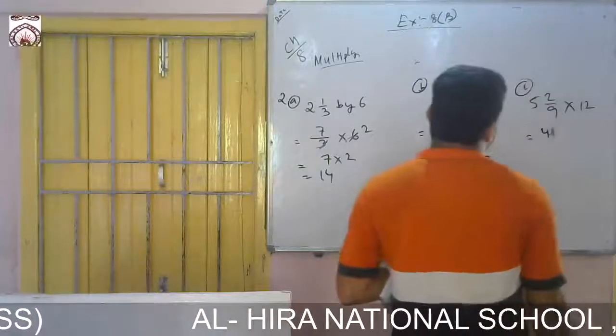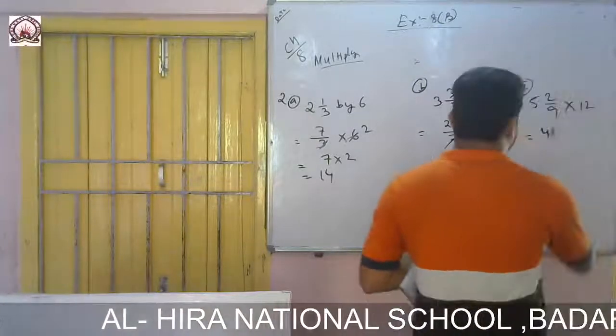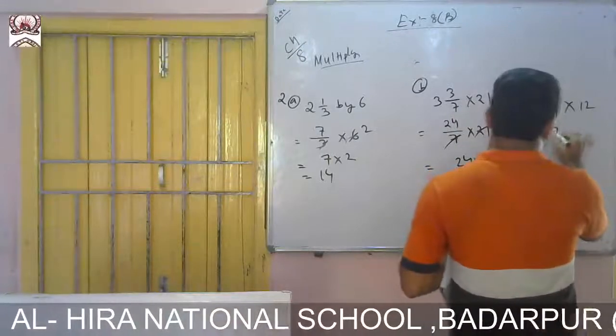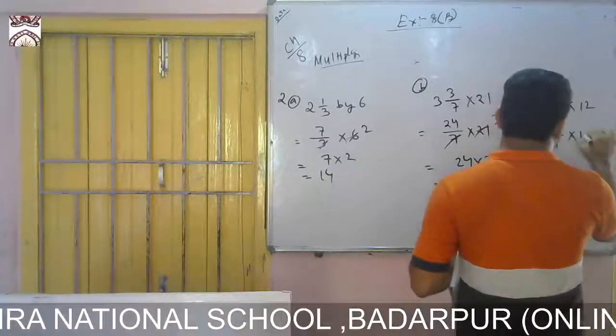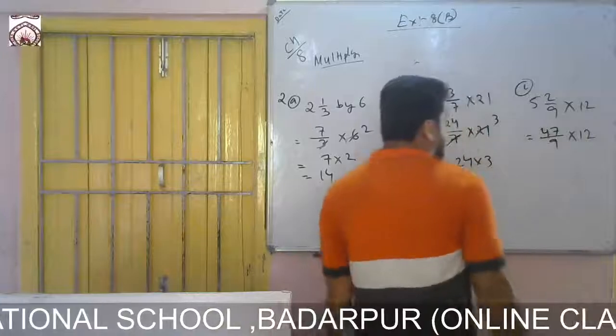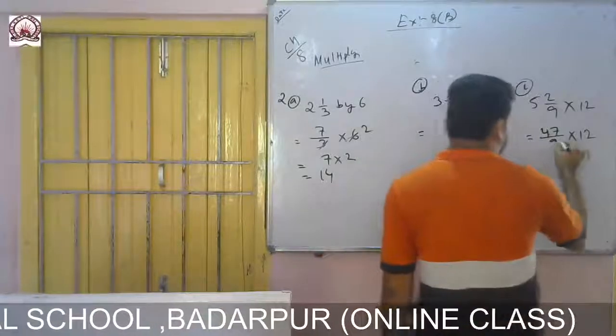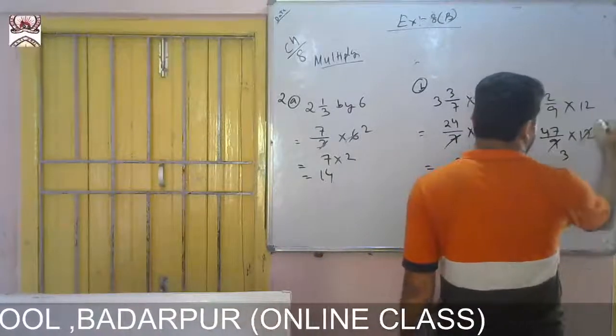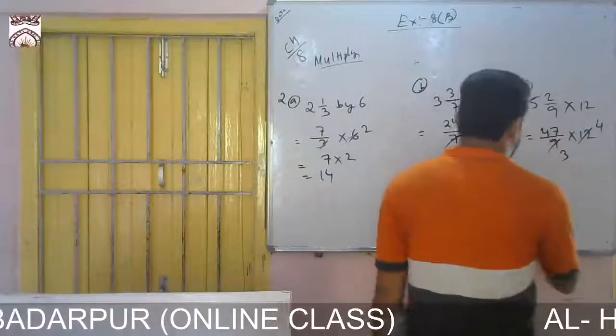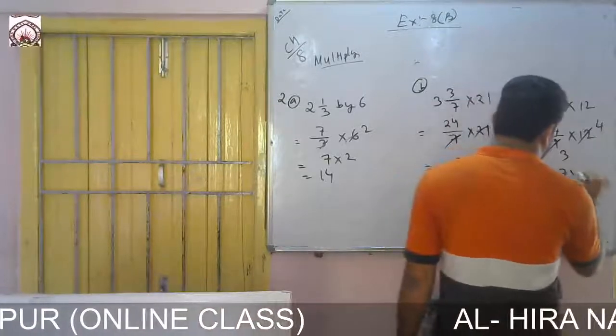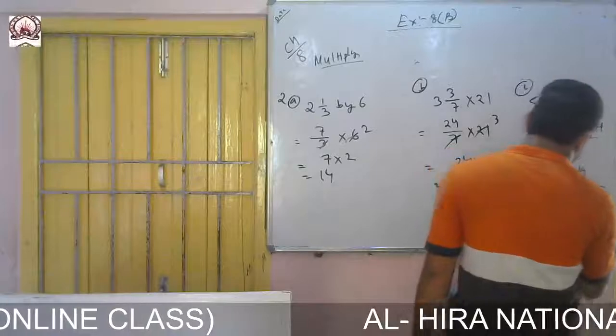9 5 are 45, 46, 47. By 9 into what? 12. Now you can cancel this one with 3. 3 3 are 9, 3 4 are 12. Now remain what? 47 into 4 by 3.